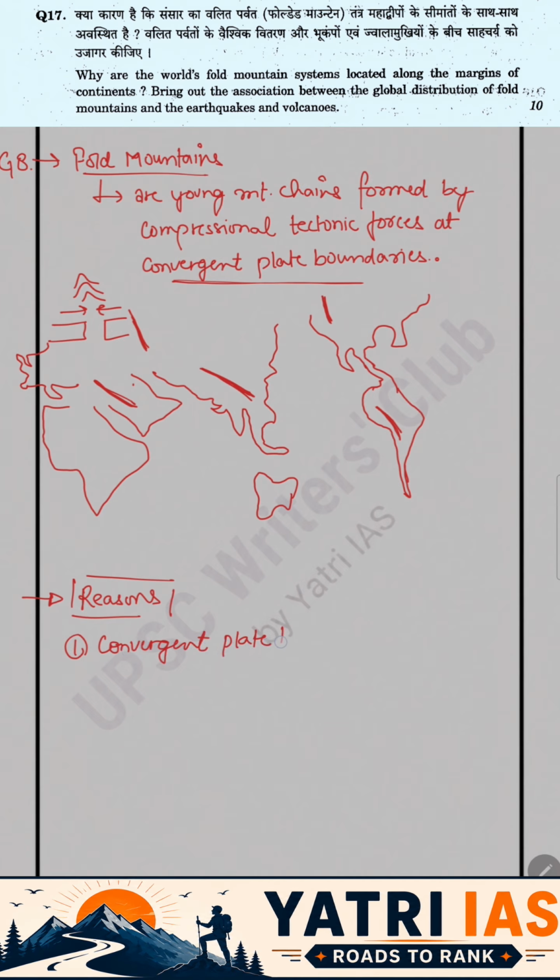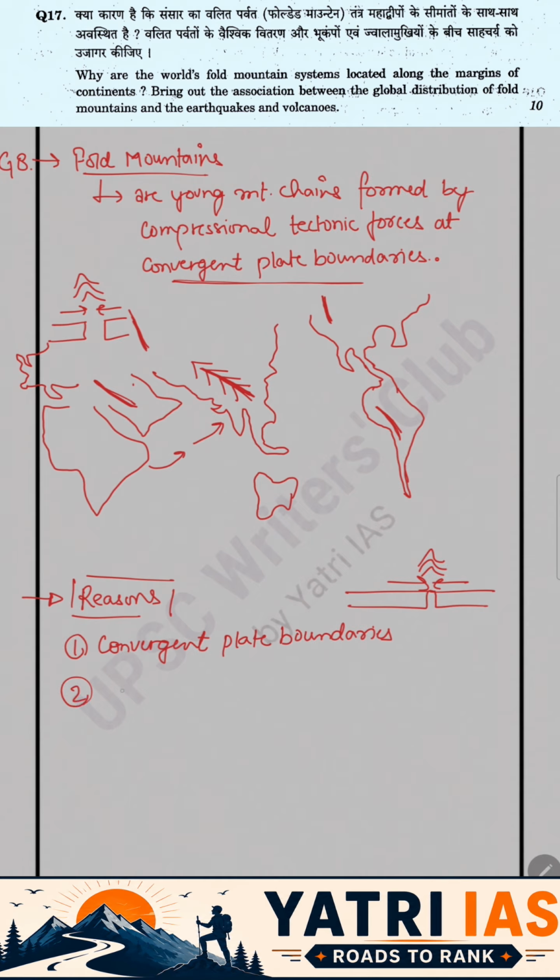Convergent plate boundaries. When plates converge, it leads to mountain formations, and when the continents have over a period of time converged, like India has come from here to here and collided with the Eurasian plate, which leads to Himalayan formation.